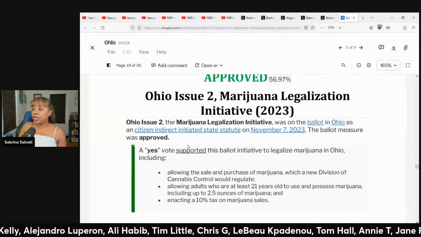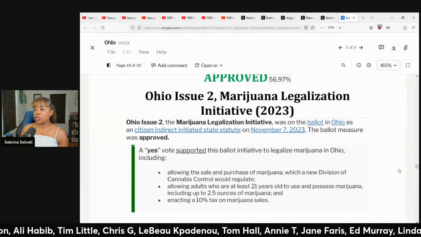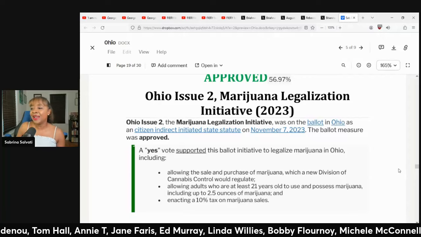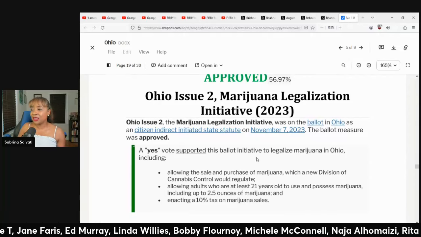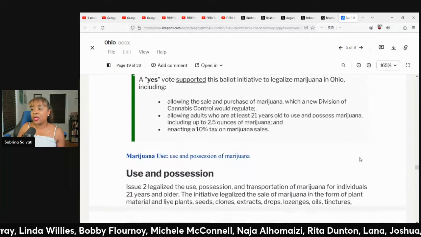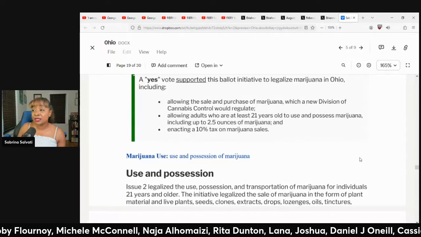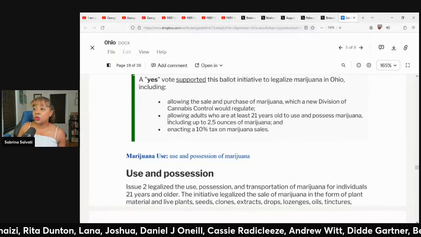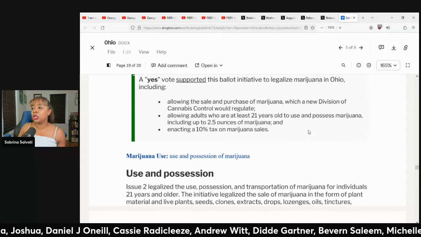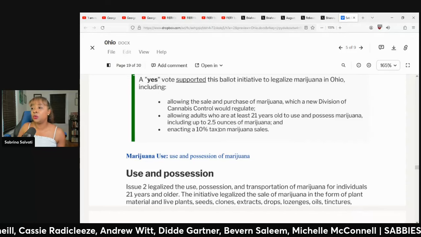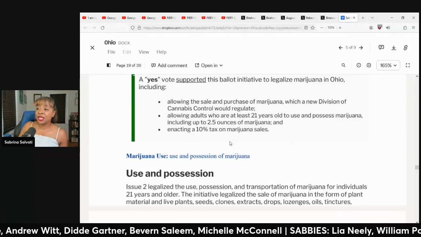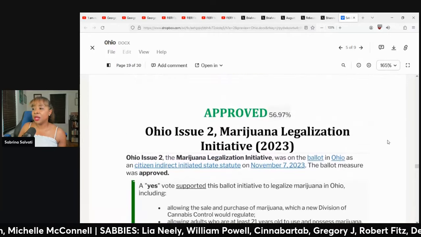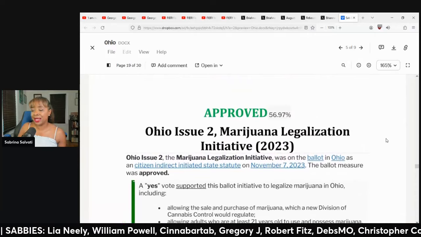And then the other measure here is Ohio Issue 2, which is marijuana legalization, which I'm sure a lot of you that live in Ohio became excited about. A yes vote supported this ballot initiative to legalize marijuana in Ohio, including, 1, allowing the sale and purchase of marijuana, which a new division of cannabis control would regulate; 2, allowing adults who are at least 21 years old to use and possess marijuana, including up to 2.5 ounces of marijuana; and 3, enacting a 10% tax on marijuana sales. So yeah, this measure was approved by 56.97%.